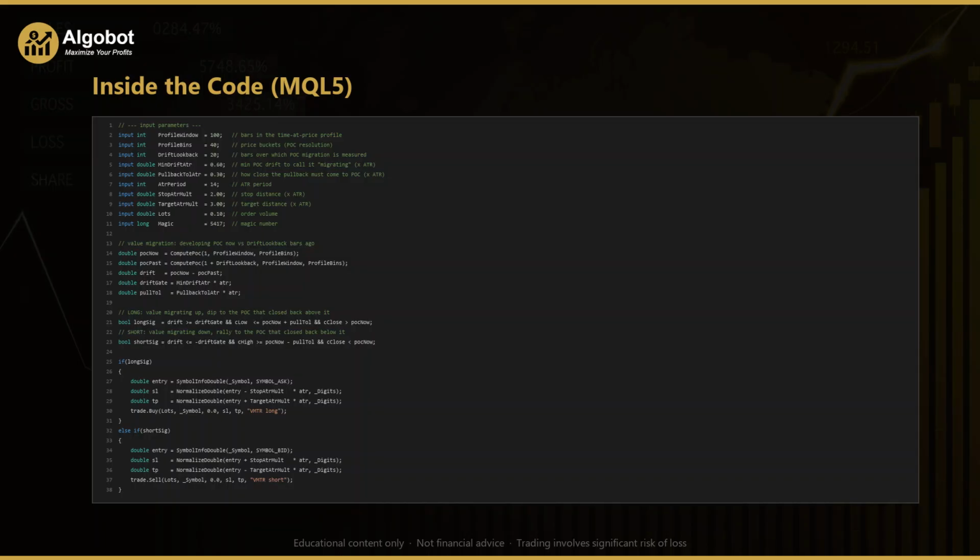Next, the strategy computes the present point of control and the past point of control and subtracts them to get the drift. It also prepares two volatility-scaled thresholds, the drift gate and the pullback tolerance.